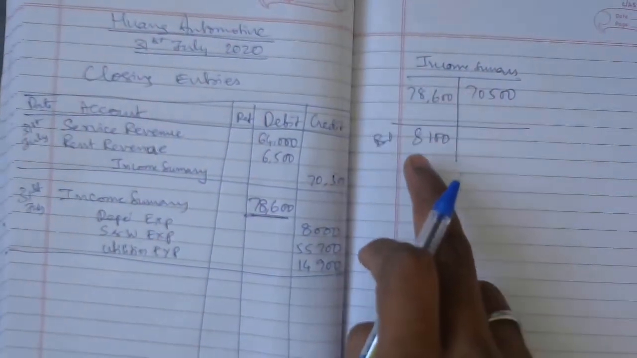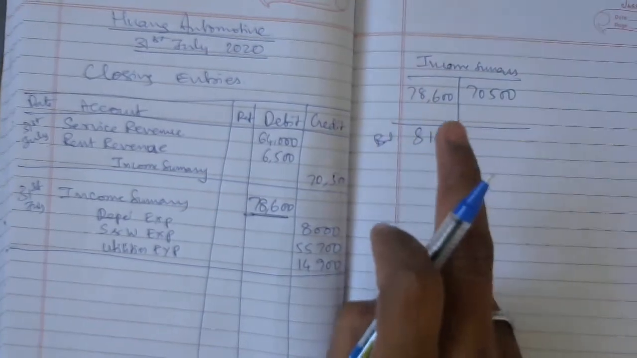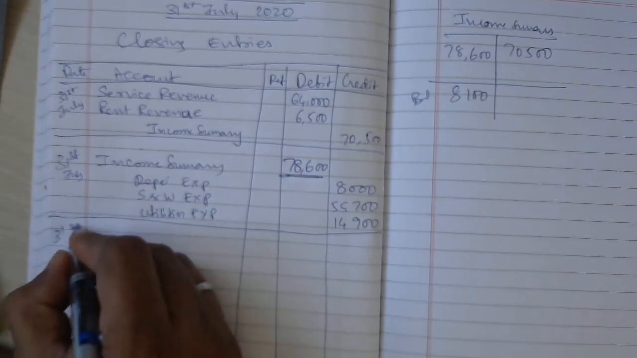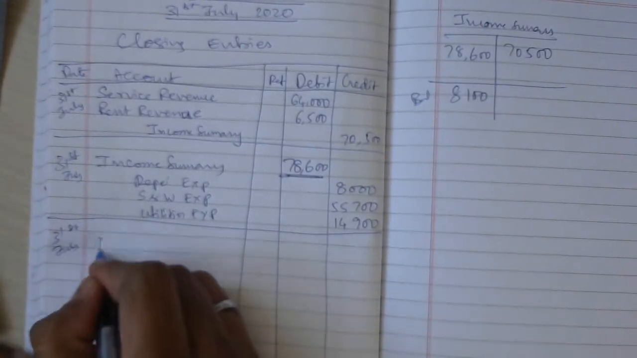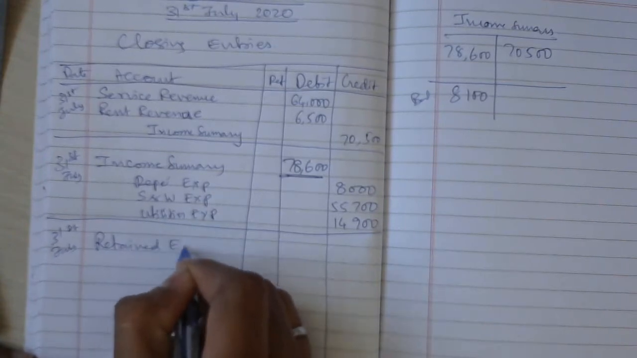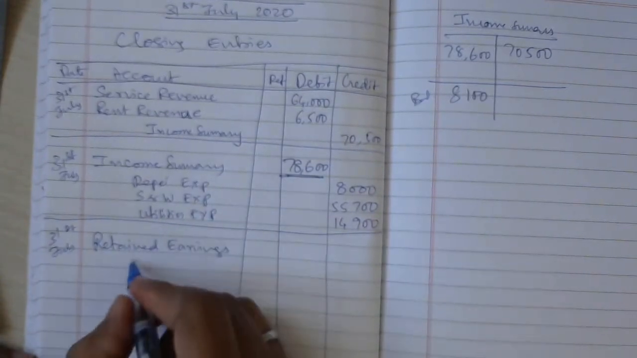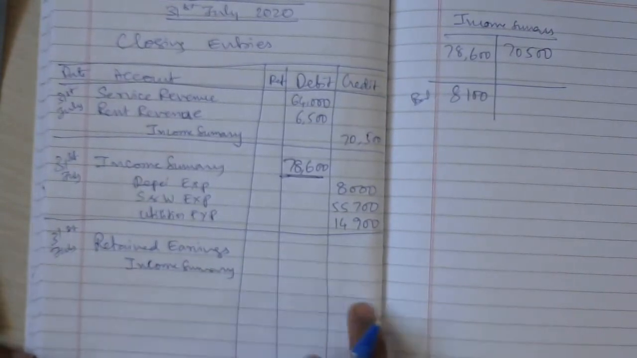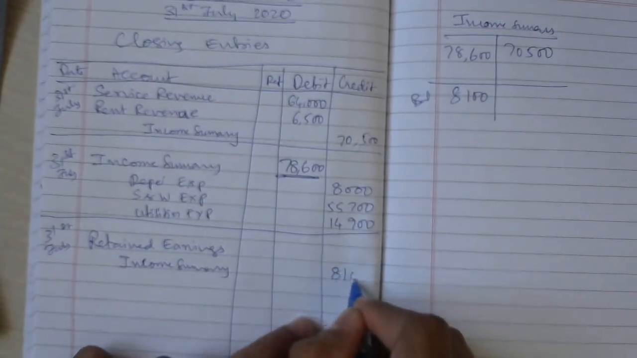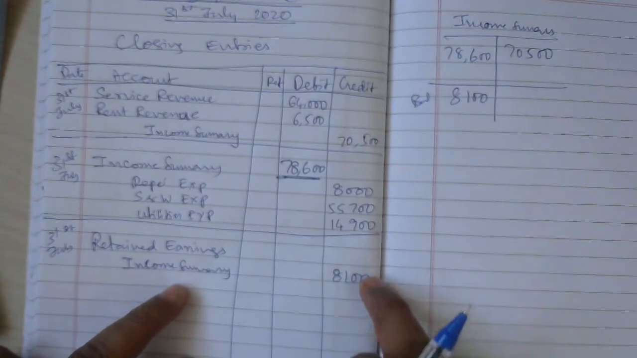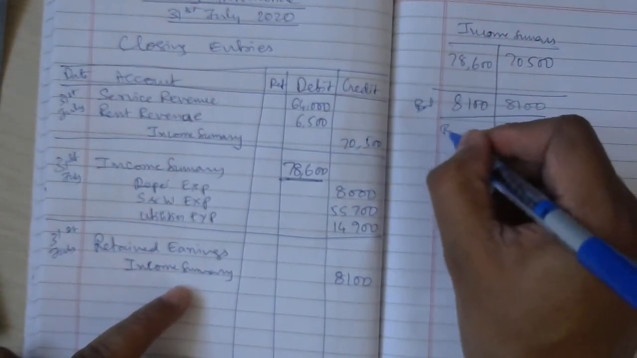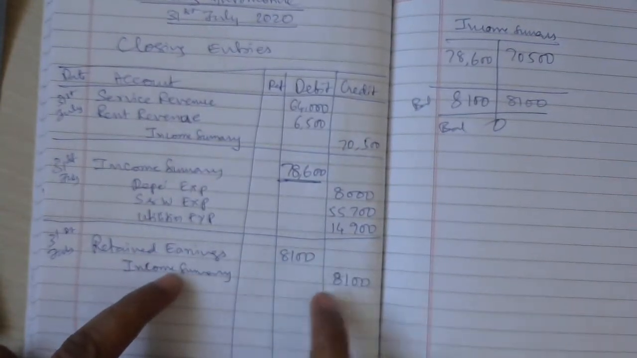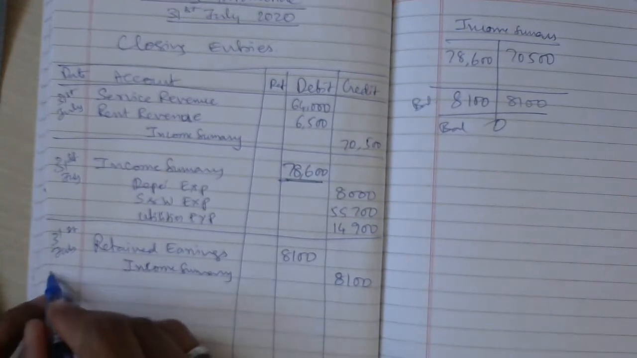So because this balance is under the debit, in order to cancel this out, I need one more entry on the credit side. So on 31st July, the first line I'll give for retained earnings, and under the credit side I'll write income summary, and income summary will be credited by 8,100. Because of this credit entry, I'll get one more 8,100 here and the final balance will become 0. So the retained earnings will have a debit balance of 8,100 here. So that is up to here.